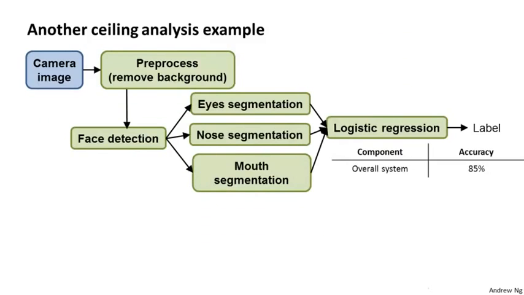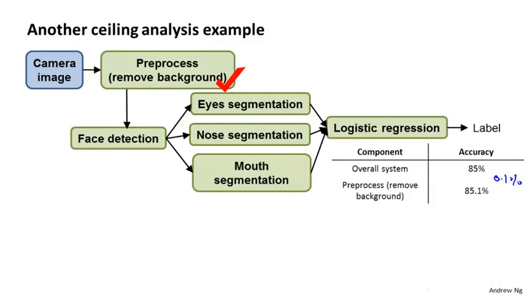Let's say your overall system has 85% accuracy. The first thing I do is go to my test set and manually give it the ground truth foreground background segmentation. So manually go to the test set and use Photoshop or something to just tell it where's the background, and just manually remove the background, so this is the ground truth background, and see how much the accuracy changes. In this example, the accuracy goes up by 0.1%.